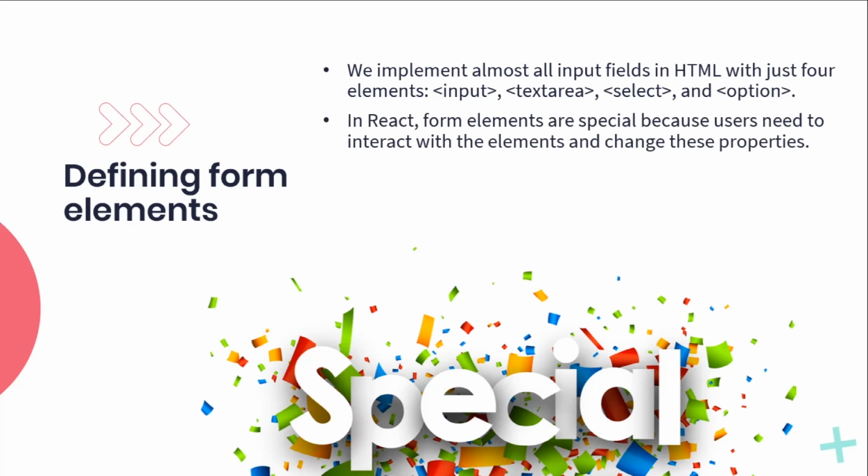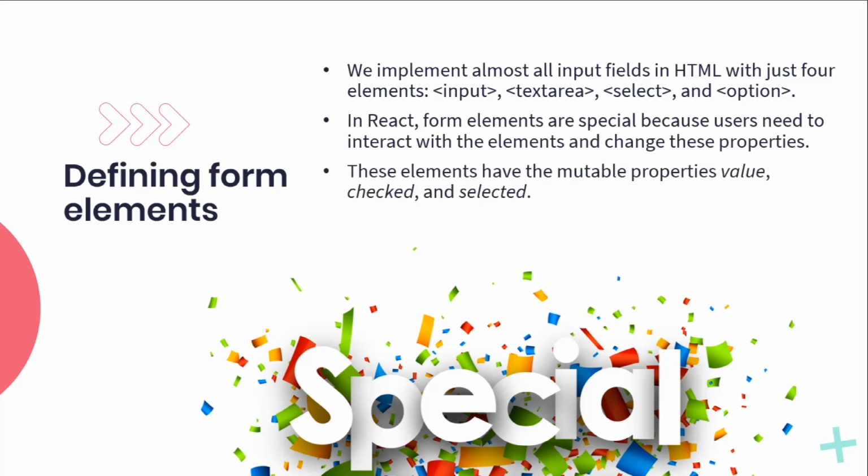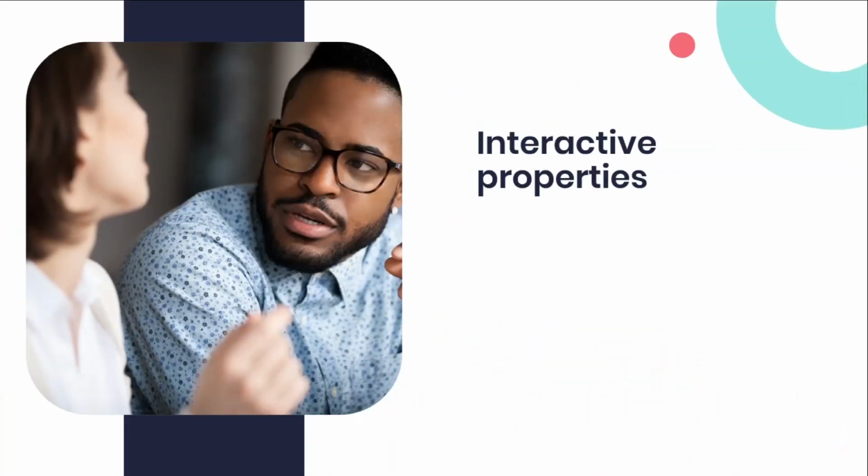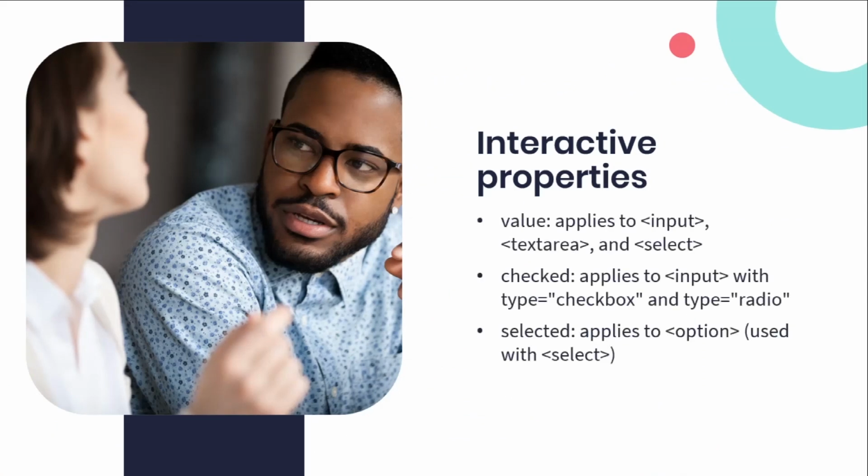React made these elements special by giving them the mutable properties value, checked, and selected. These special mutable properties are also called interactive properties. Here's a list of the interactive properties/fields, ones that can change, that you can read from events like onChange attached to form elements. You can read the values and change them by working with these interactive mutable properties.